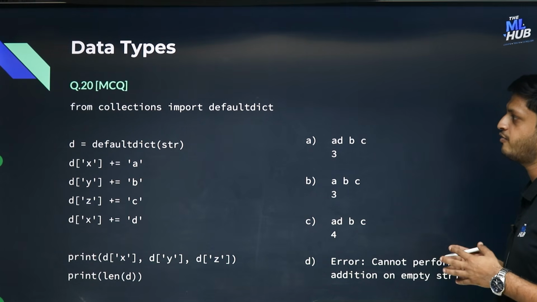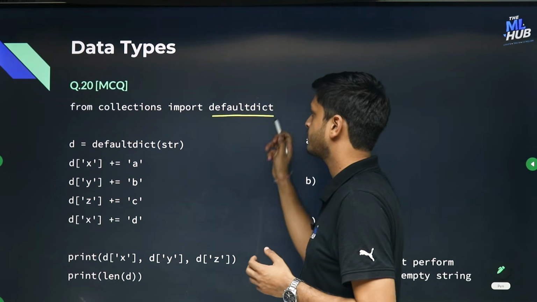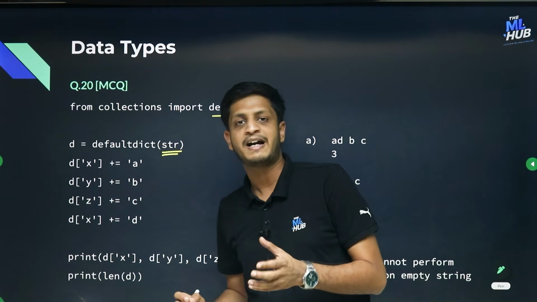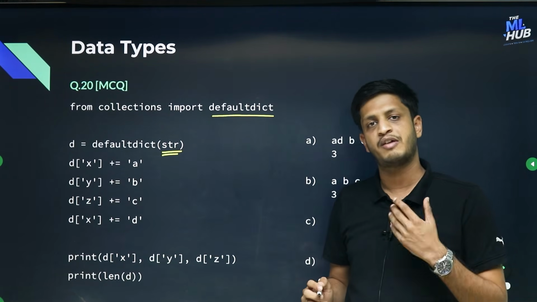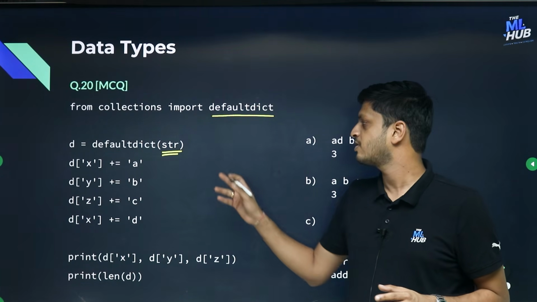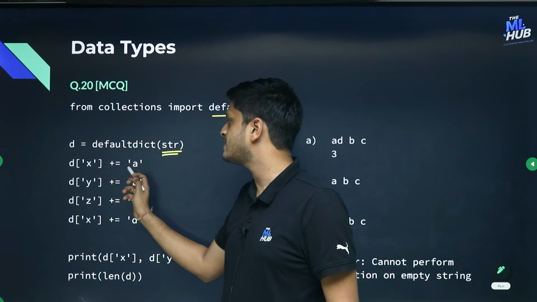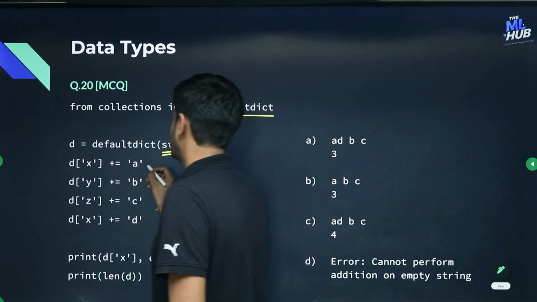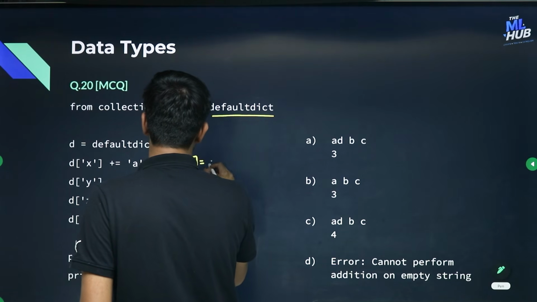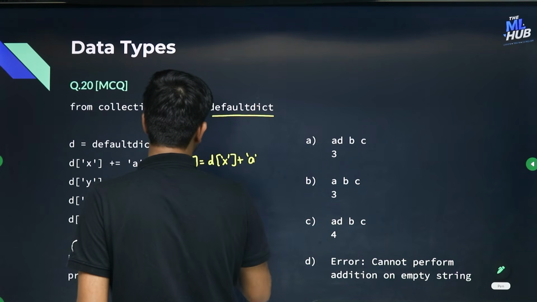Cool. Now let's look at this question. Again, MCQ type question. From collections import defaultdict, which means you are creating a default dictionary. And it is a default dictionary of type string, which means by default an empty string will be there for every key. Even if the key is not present, the value will be an empty string, because for a string, the default value is empty string. Now you are saying d of x plus equal to a. It means that you are saying d of x is equal to d of x plus the string a.